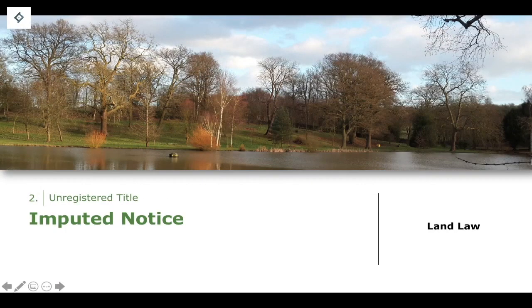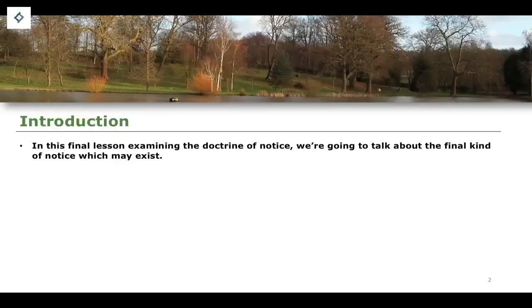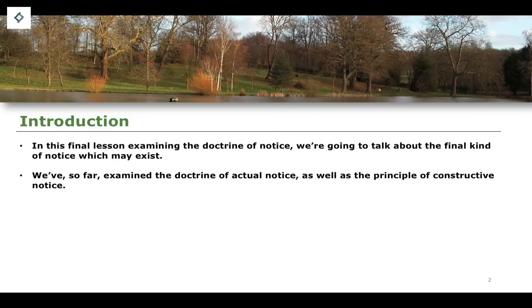Welcome back, everybody. In this final lesson exploring the doctrine of notice, we're going to explore the idea of something known as imputed notice. Now, this is the third and final of the three major methods by which notice of an equitable interest may exist, or may be able to notify an individual who is looking to purchase unregistered title. It sits alongside actual notice, as well as constructive notice.